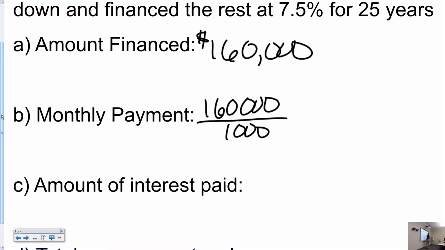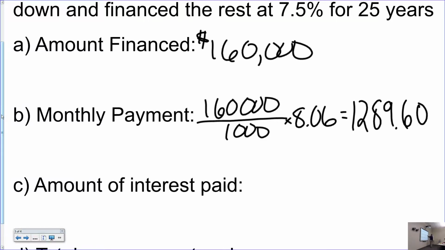What was my table entry again? 8.06. Obviously, folks, we're buying a more expensive house, and we're financing it for 5 fewer years, and the interest rate was higher, and you're going to be making a huge monthly payment. Ouch.